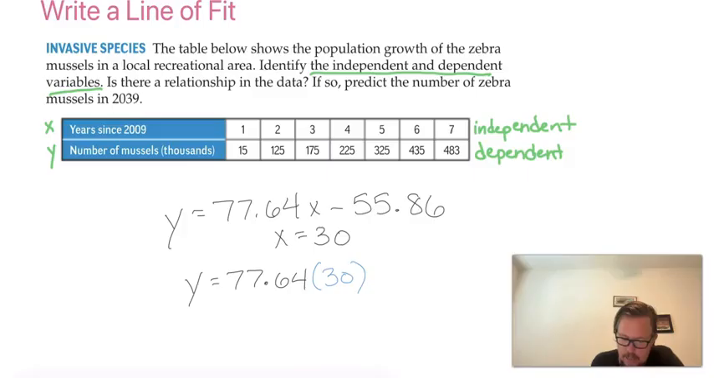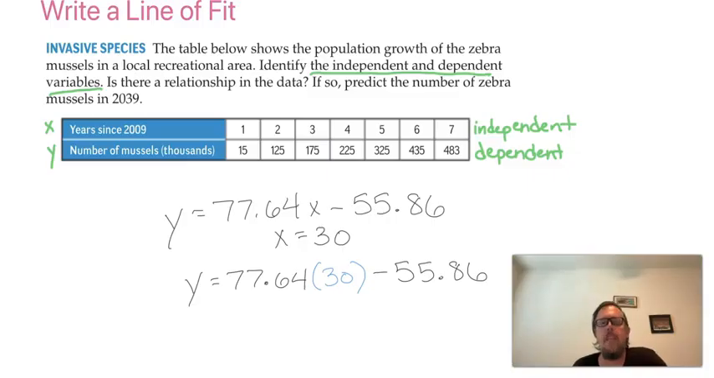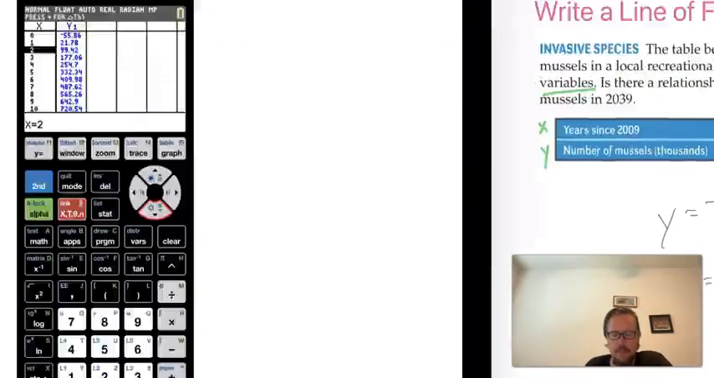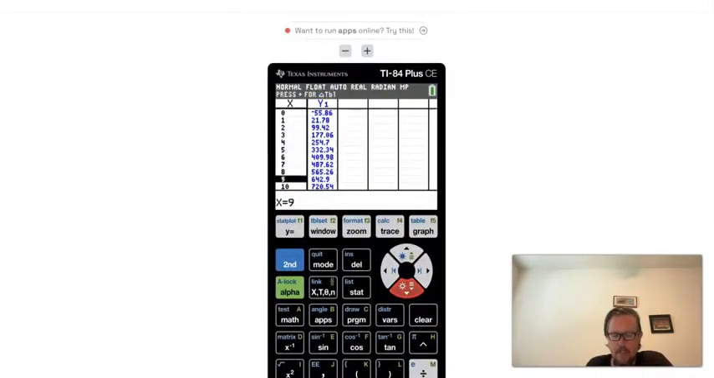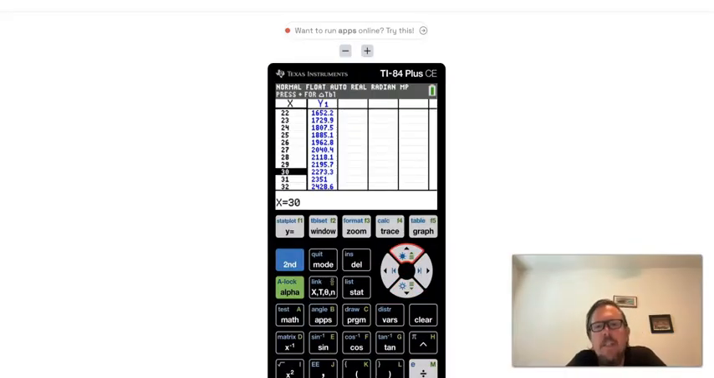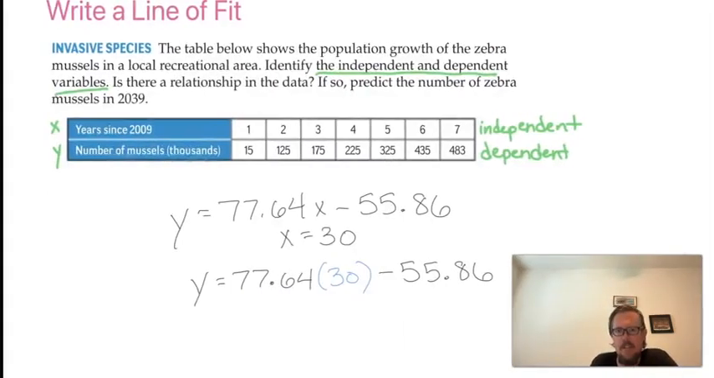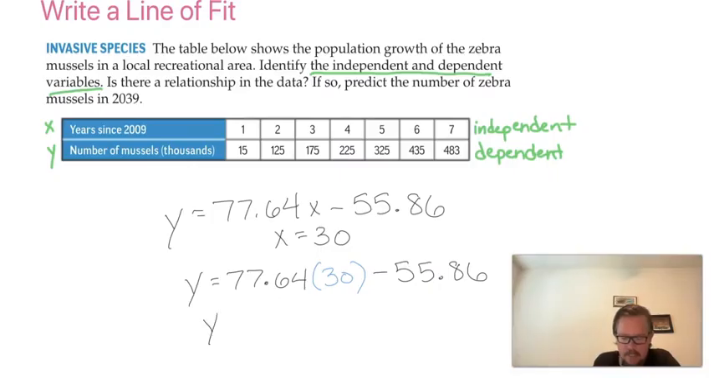And we can use the calculator to tell us what that would be. But another thing we can do is go back to the calculator and scroll down until we get to x equals 30. 2273.3 is what we get when we have x equals 30, and that is what we would get if we plugged in 30.